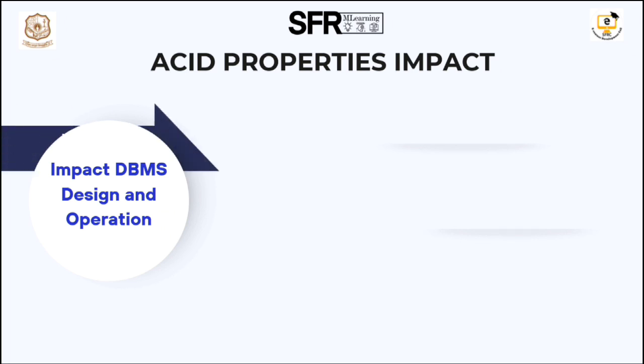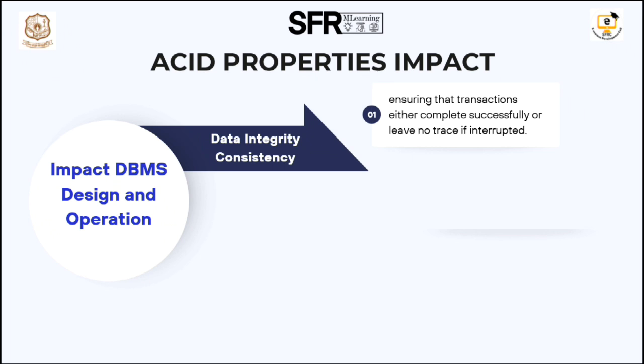The first impact is data integrity and consistency. ACID properties safeguard the data integrity of a DBMS by ensuring that transactions either complete successfully or leave no trace if interrupted. They prevent partial updates from corrupting the data and ensure that the database transitions only between valid states.